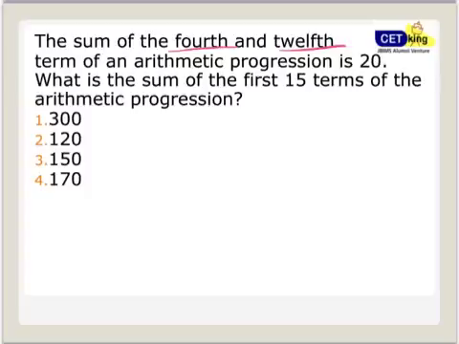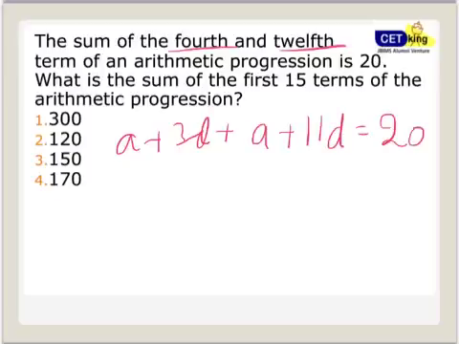The main task is making the equation. The moment you make the equation, then it's simple. The fourth term will be how much? a plus 3d, plus the 12th term, a plus 11d, is 20. Find the sum of 15 terms.